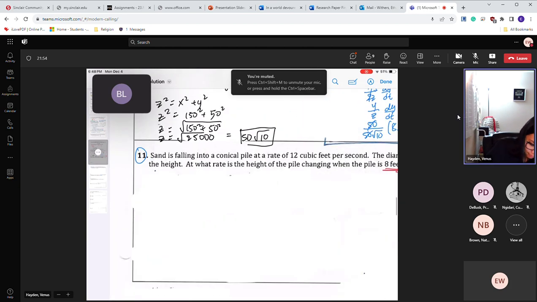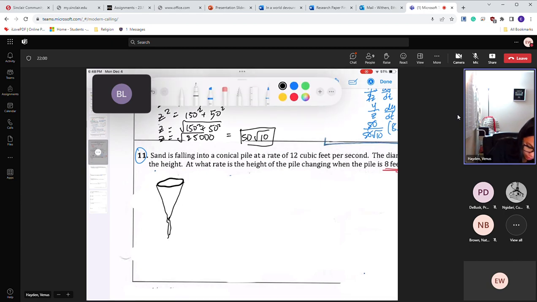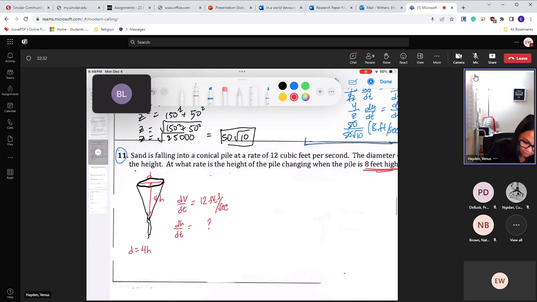Back again. So we have a conical shape. Sand is falling off. We have the diameter, that's your d value, and the diameter is 4 times its height, so we could say d is equal to 4h, and they've given that dV/dt is equal to 12 cubic feet per second. They're asking us for the rate of the height, so we're looking for dh/dt, provided that the height is 8 feet tall.